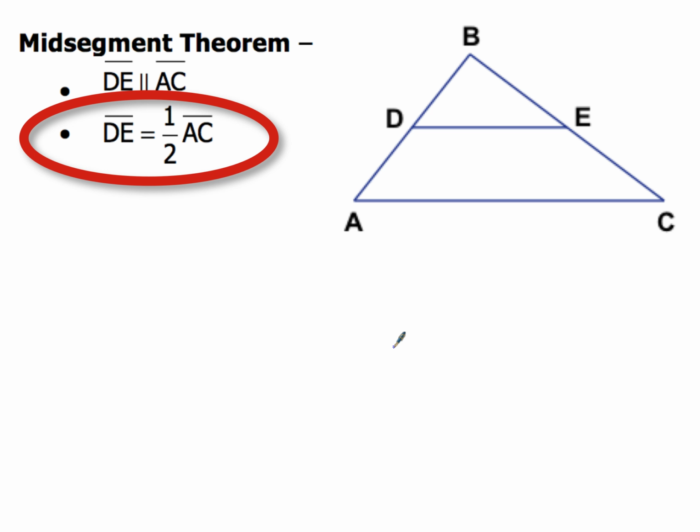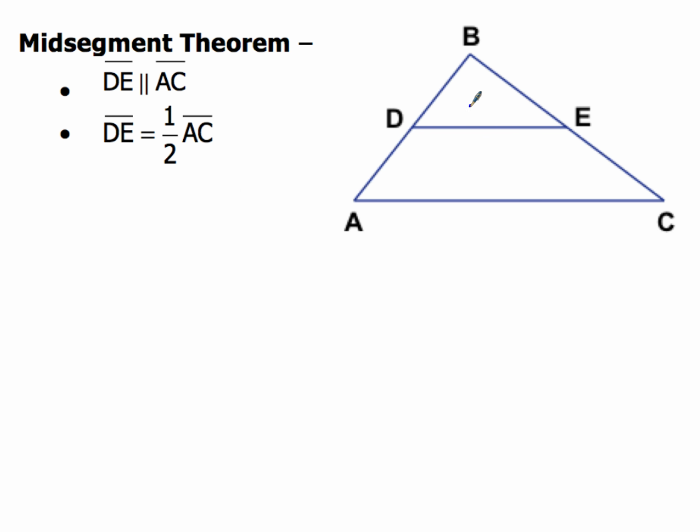So what I want to do now is play around with this idea a little bit. Say DE was 10. Well, if DE is half of AC, then you just have to double DE to get AC, and that would be 20. That's pretty straightforward. DE's 10 and AC's got to be 20. But now what if we had two different numbers? Say DE was 5, then how much would AC be? Well, you're right, it would be 10.